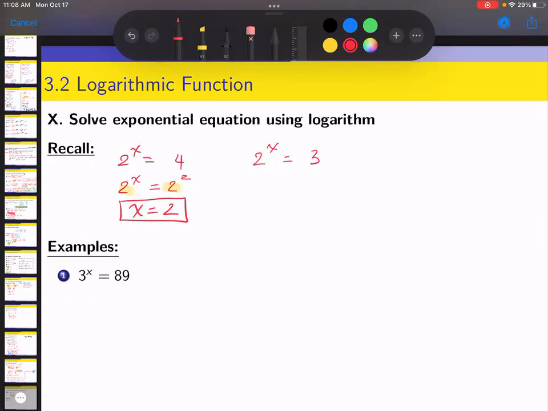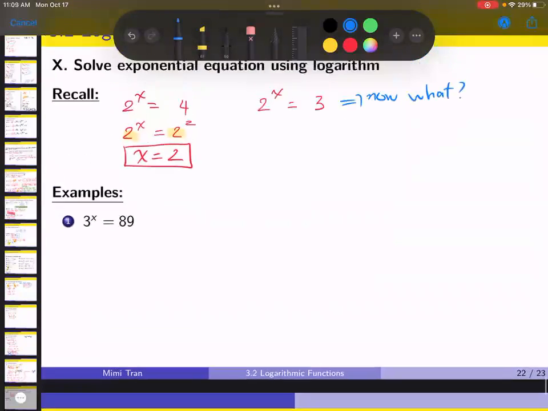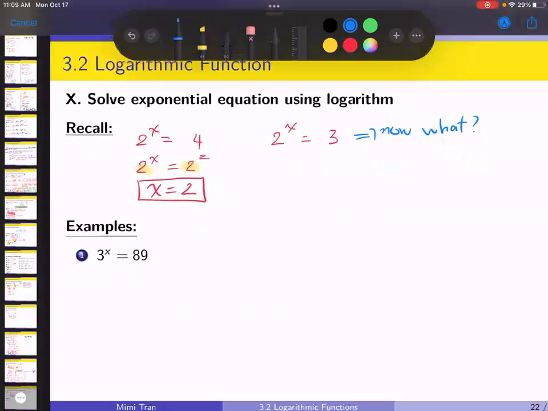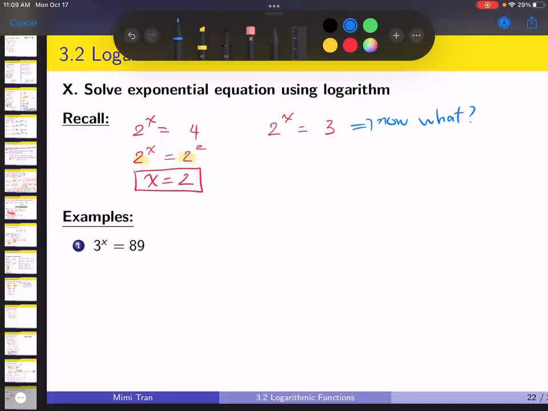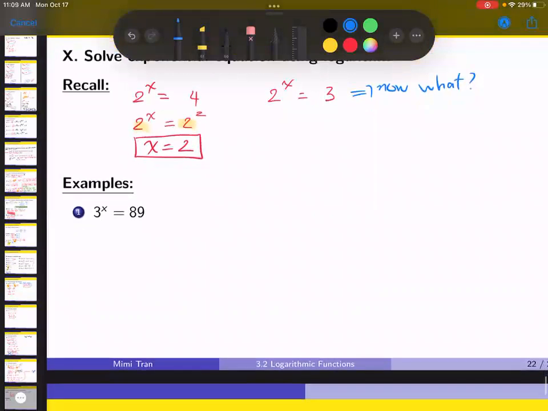So x equals 2. Now, what if I have something like this? I cannot change the 3 into something base 2. Then I have to find a different way to solve for this. All right, so let's solve 3 to the x equals 89. Again, I cannot change 89 into base 3. Remember, 81 is 3 to the 4. 89 is a prime number.